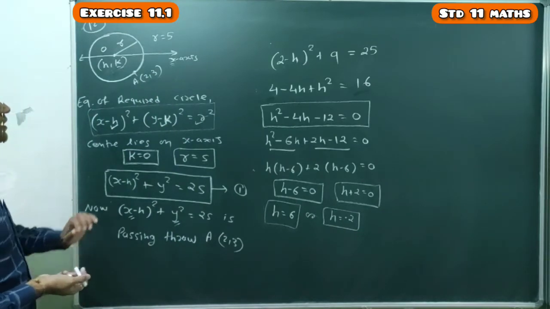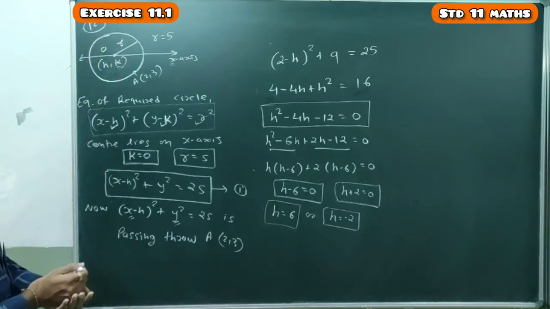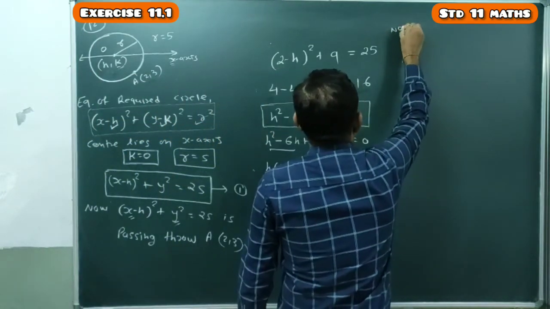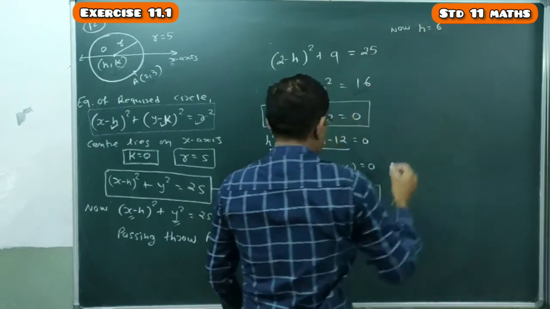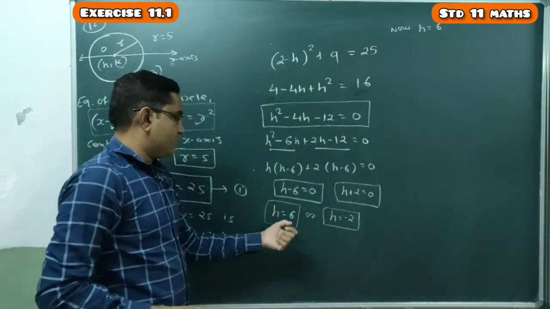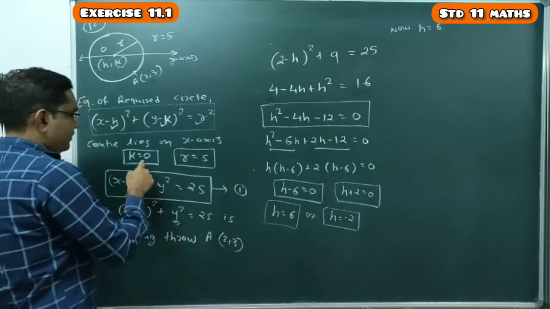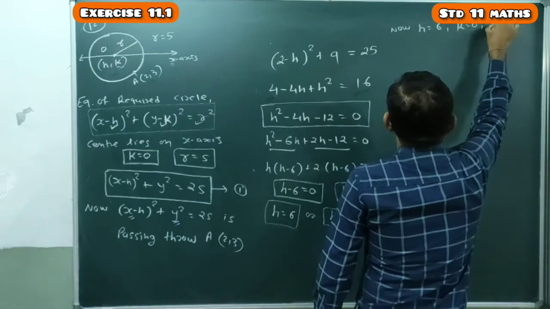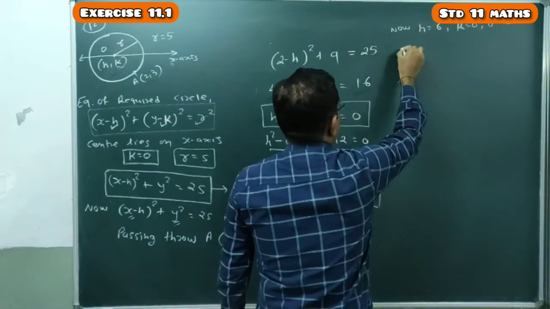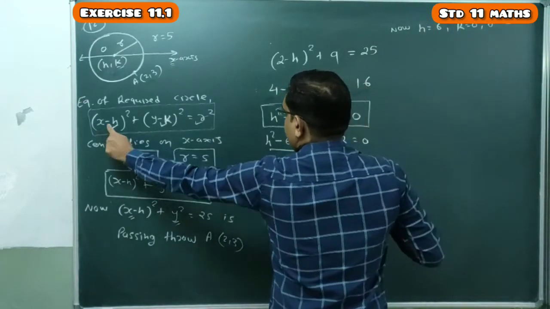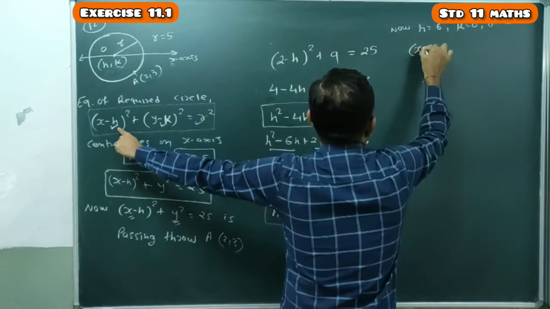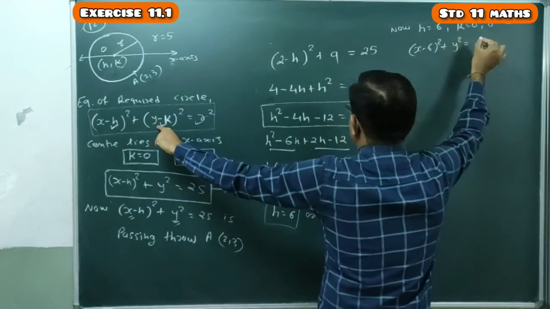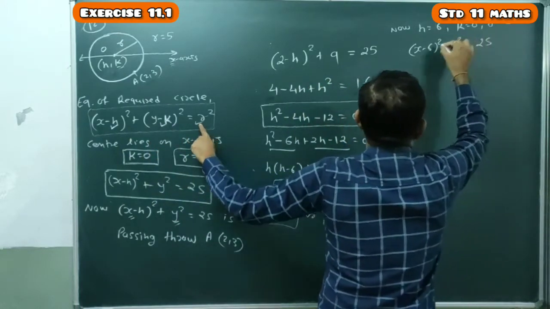Two possible circles can satisfy this condition. First, if we take h equal to 6, then k is fixed: it is on the x axis, so k is 0, and the radius is also fixed, r is equal to 5. Hence for this condition the equation of the circle will be x minus 6 whole square plus y minus 0 whole square equal to r square, 25.